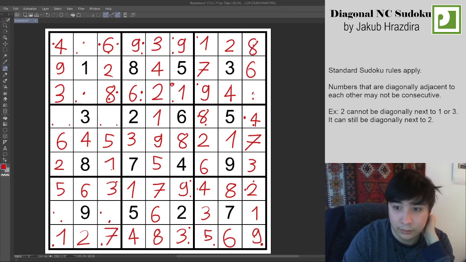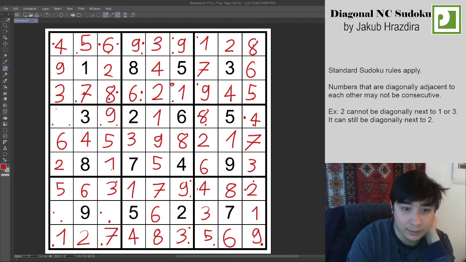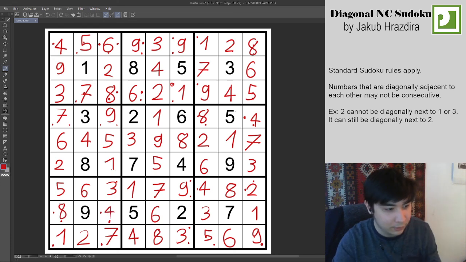The 8 goes over here and gives us this 8, 5. This 5 goes over here and gives us 5, 7. And now we should have the rest, yeah. 9, 7, 4, 8. All right, very cool.